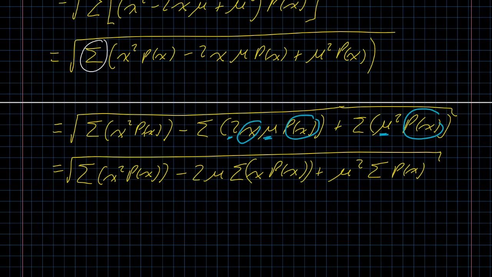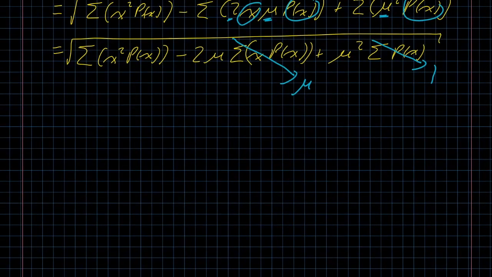And at this point, we get some really good things happening. Remember, the sum of x times p of x is exactly what we mean by mu. And here's one we've used a couple of times. If you add together all of the p of x, you get 1. Right? So this thing simplifies really quickly, really nicely.